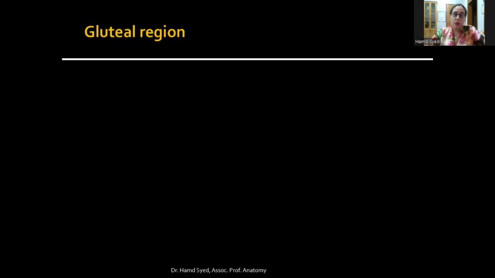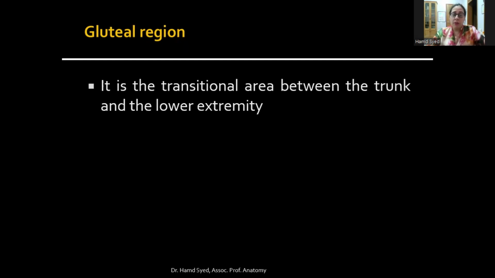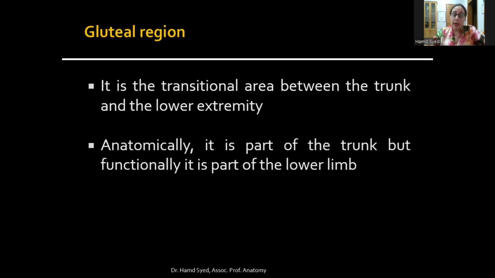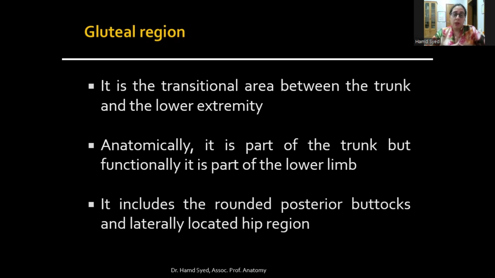So starting with the gluteal region, remember, it is the transitional area between the trunk and the lower extremity. Anatomically, it is a part of the trunk, but functionally, it is considered a part of the lower limb. It includes the rounded posterior buttocks and the laterally located hip region.